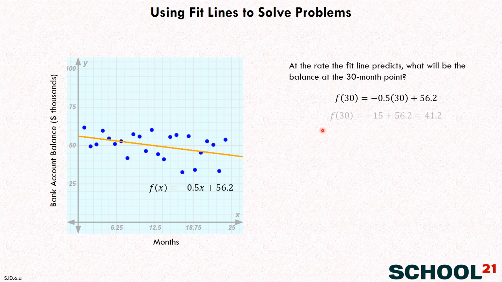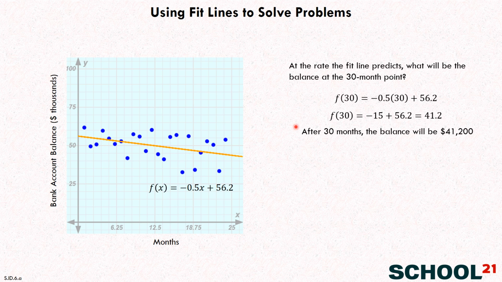And then we can just make our calculations here, probably using a calculator, and we get to this number right here, 41.2. And then we can say, okay, after 30 months, the balance will be 41.2, but it's in thousands, so $41,200. Make sense? Yeah. Okay, so you can see how a fit line helps you to predict a future value.